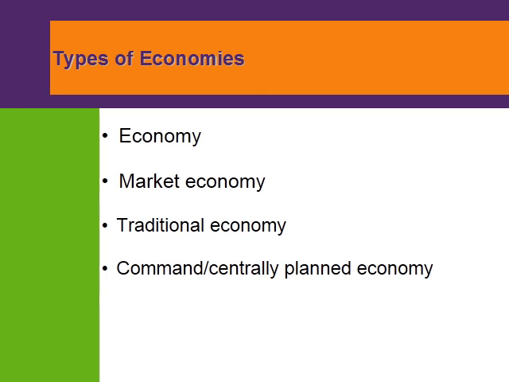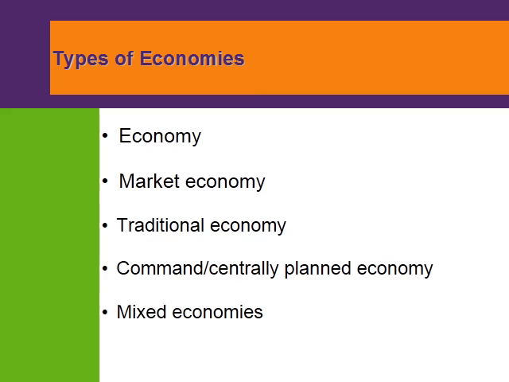In a command or a centrally planned economy, the answers to the questions of what to produce, how to produce, and who gets what's produced are determined by a central planning board put together by the government. Communist countries are considered centrally planned economies, but they aren't the only ones throughout history that have been centrally planned.